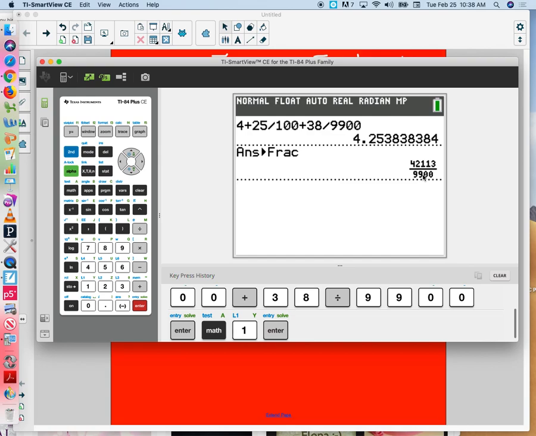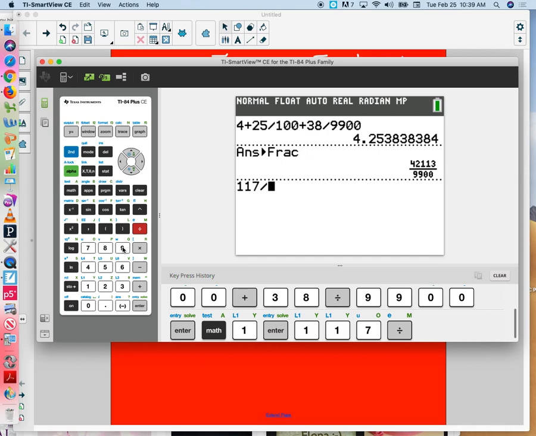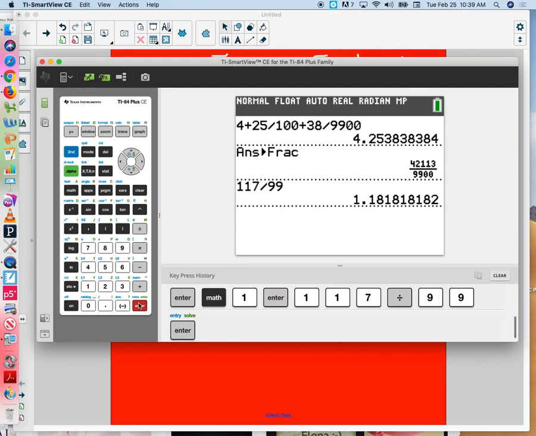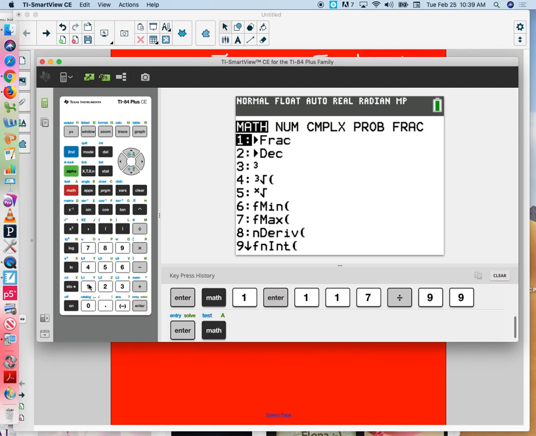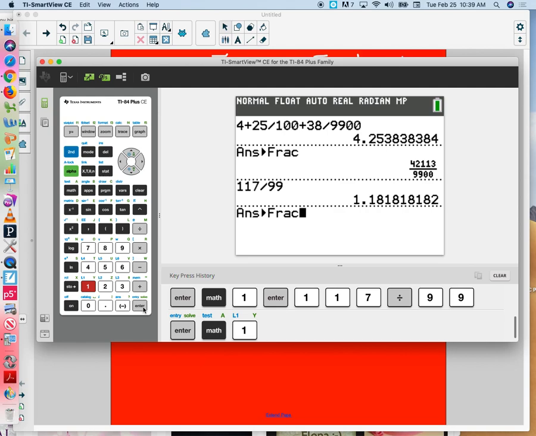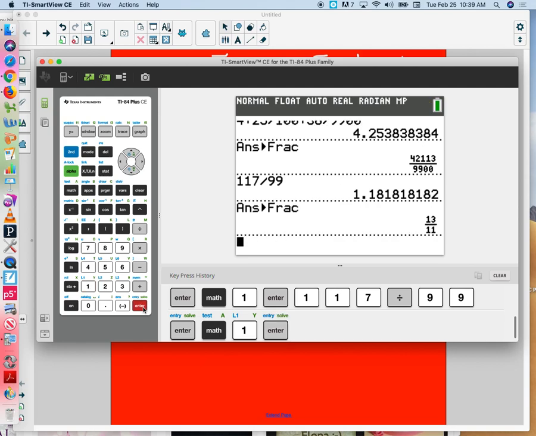But I wanted to go over that because I don't mind, once you do your work, if you realize how to reduce it. Like for instance, if I had something like 117 over 99, okay? And I hit enter, I get this cool repeating decimal, 1.181818. It's only rounded at the end there because it's programmed to only give a certain number of decimal places. But if you go back to math fraction, it's just kind of nice to know for standardized test taking. Do you see how it brings it back to you in reduced form?